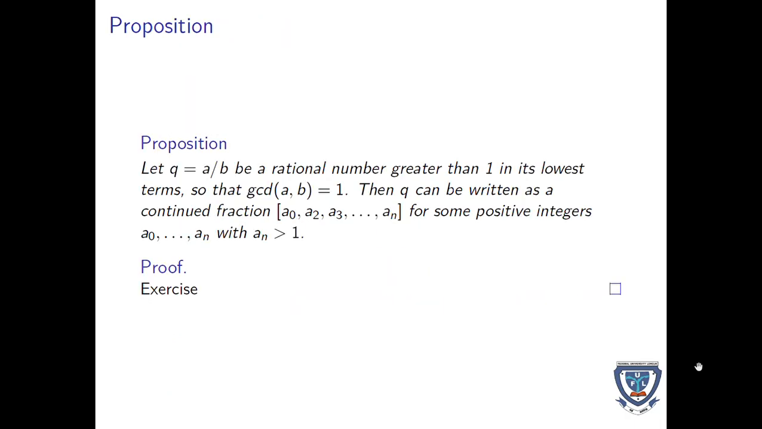Proposition: let q equal to a over b be a rational number greater than 1 in its lowest terms, so that the GCD of a and b is equal to 1. Then q can be written as a continued fraction for some positive integers a0 down to an, where an is always greater than 1. The proof of this proposition is also left as an easy exercise.